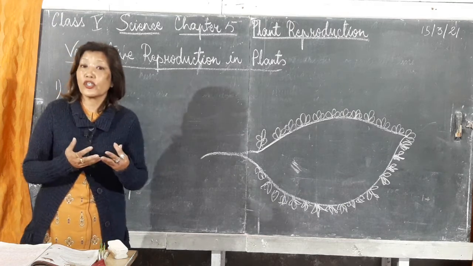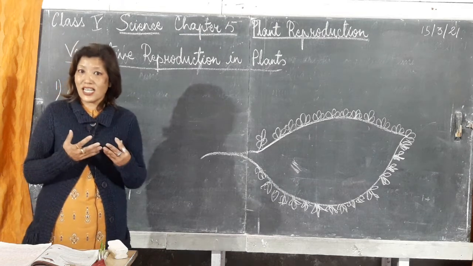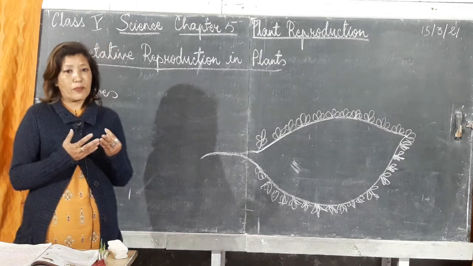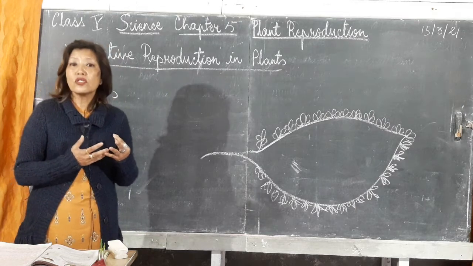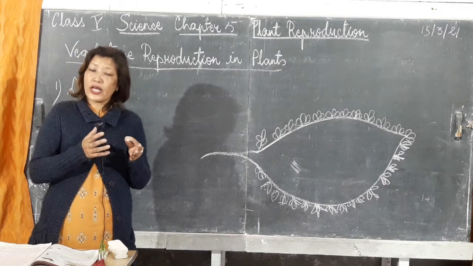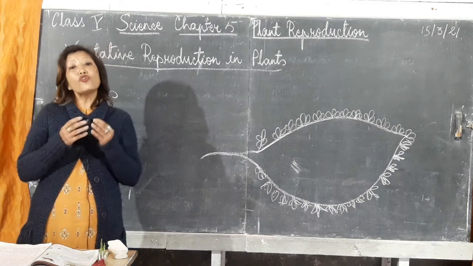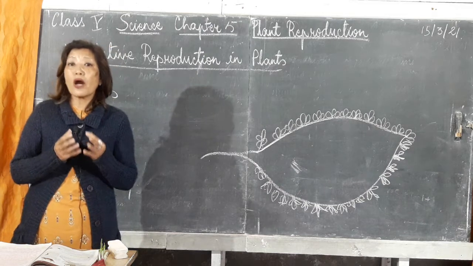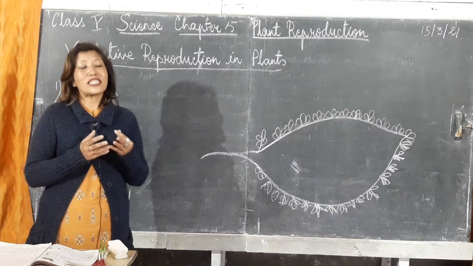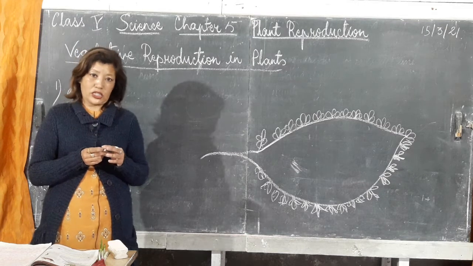That is asexual reproduction. But instead of from the seeds, the new plant will grow from the different parts of a plant, like the root, the stem, the leaves, etc. So, that type of reproduction where the new plant will grow from the part of a plant, from the root, from the leaf, from the stem, is called vegetative reproduction.